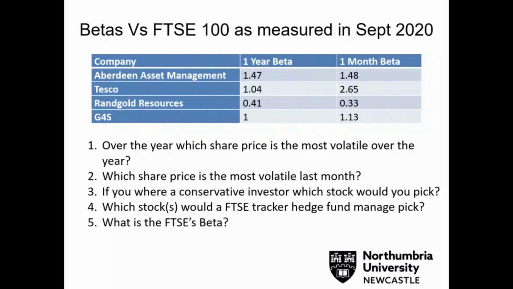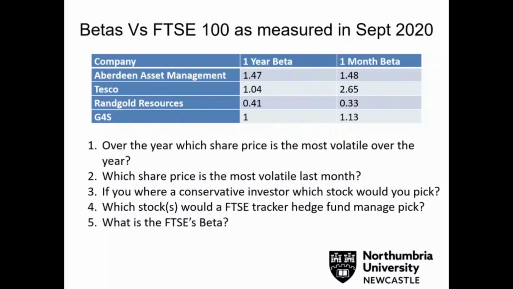Obviously, if you look up the research and the historic price of gold, you might understand why that's quite a defensive stock. Its major commodity is gold. But you also might go for the likes of G4S because that just follows the market typically. Question 4. Which stocks would a FTSE 100 tracker hedge fund pick?